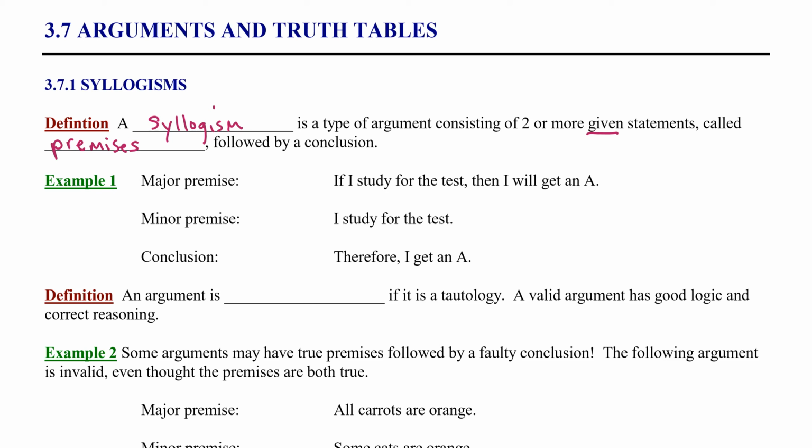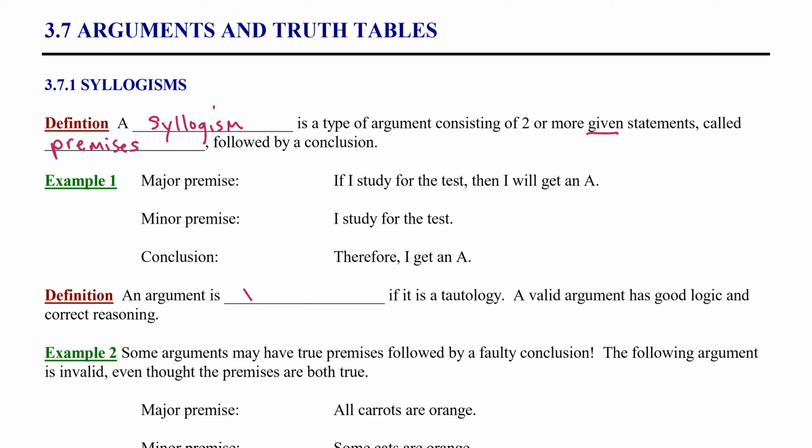If I study for the test, then I will get an A. I study for the test, therefore I get an A. This syllogism is composed of two premises and a conclusion. The major premise is the first statement. If I study for the test, then I will get an A. The minor premise is associated with the major premise. I study for the test. And the conclusion is, therefore I get an A.